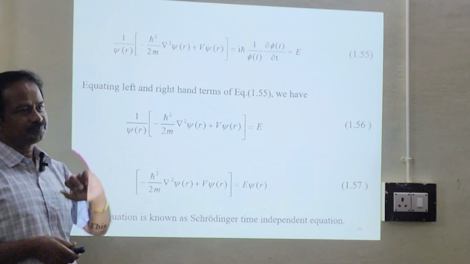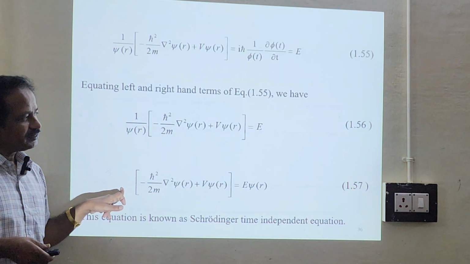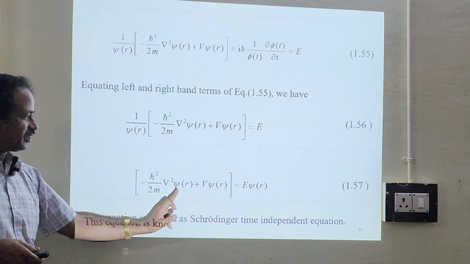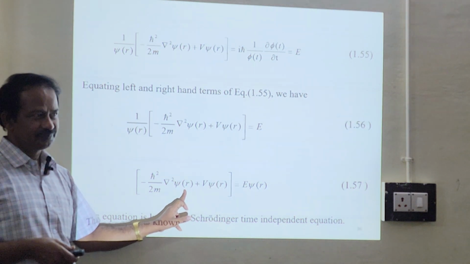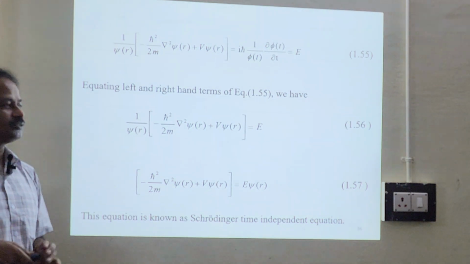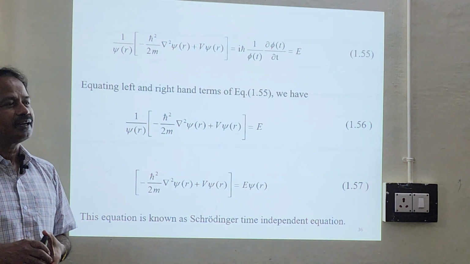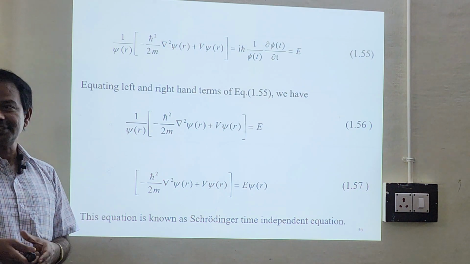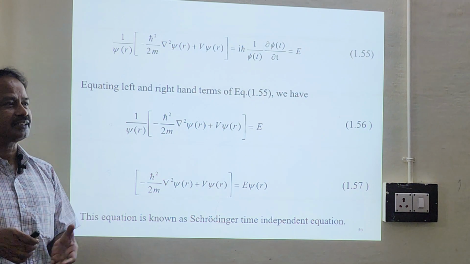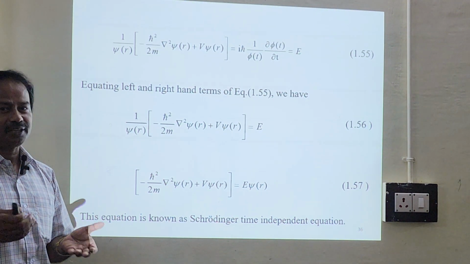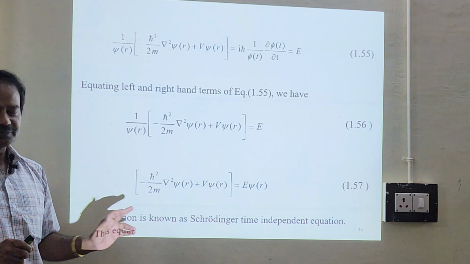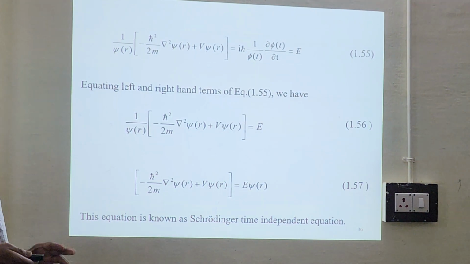Correct? Equating these two, look at this equation 1.57: it does not depend on t, you have psi of r alone. So this is known as the time independent Schrödinger equation. This can be used for solving the wave function and thereby the energy in quantum well problems, hydrogen atom, harmonic oscillator, barrier problem, and all those things. Any doubt? So this is the time independent equation.